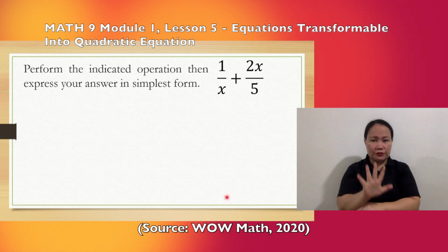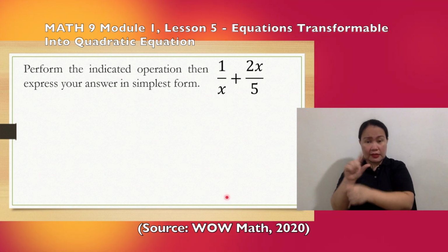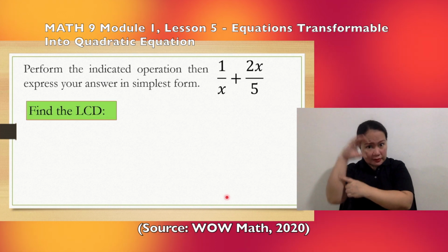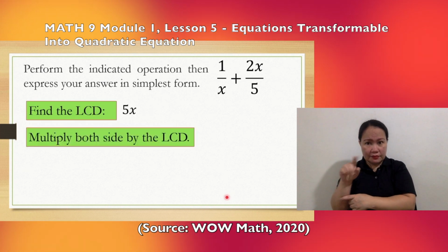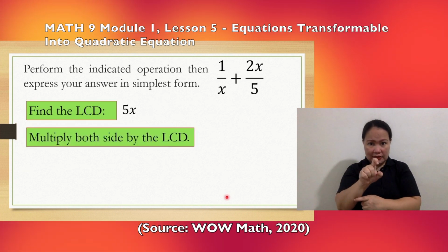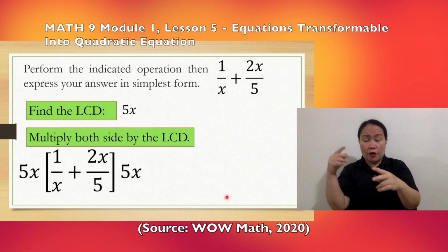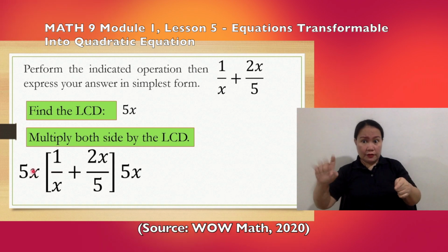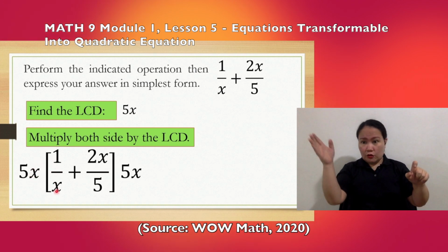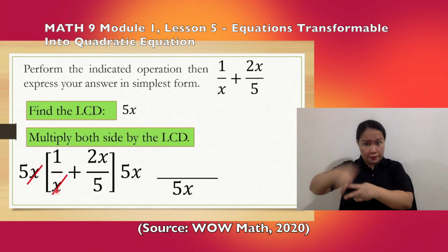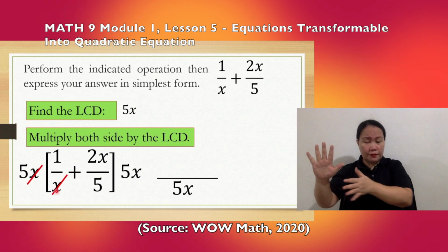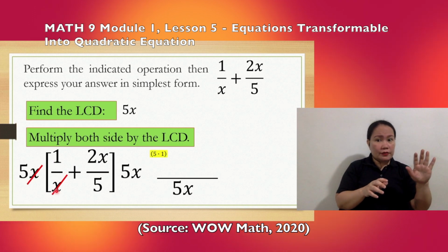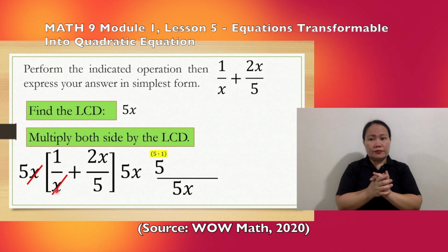So first, kunin muna natin yung LCD. And the LCD is 5x. Next, multiply both sides by the LCD. So, gagawin natin, imumultiply natin si 5x kay 1 over x. So, makakancel natin dyan si x. So, may iwan si 5. So, si 5, imumultiply natin kay 1. And then 5 times 1, that is 5.